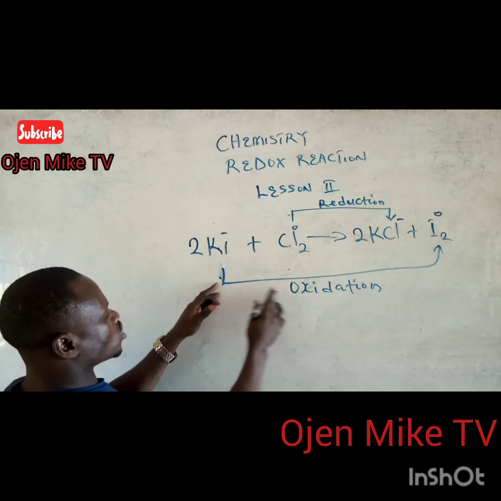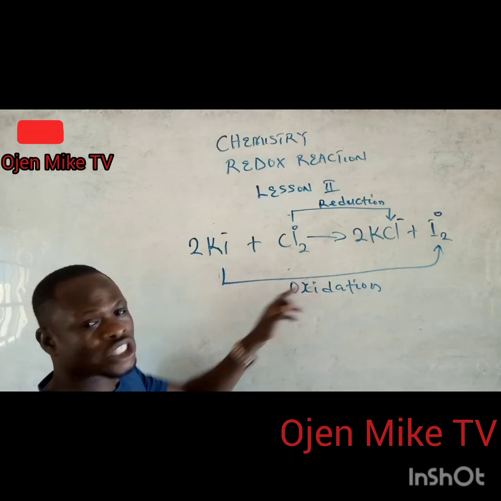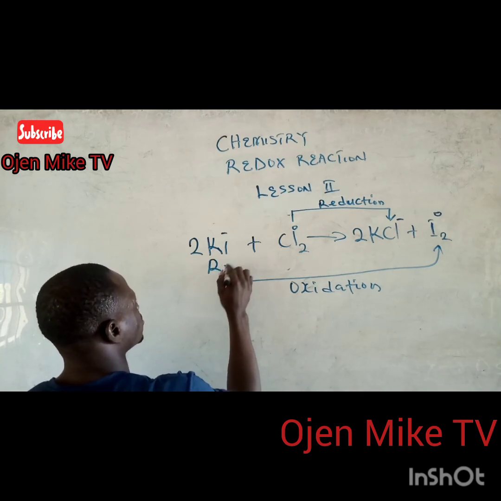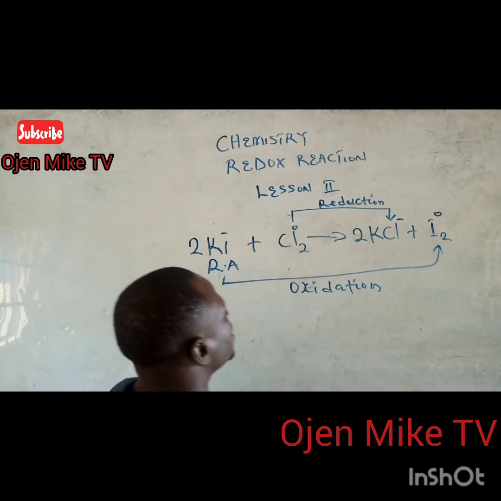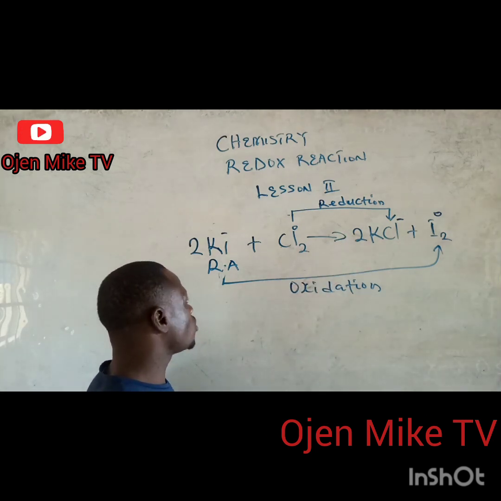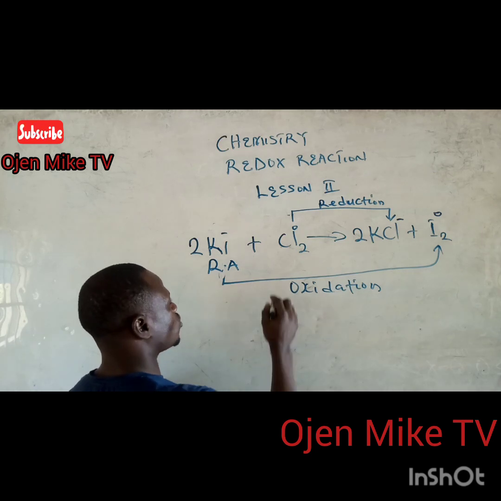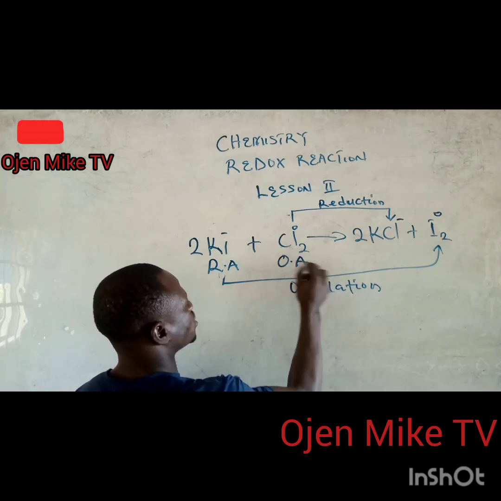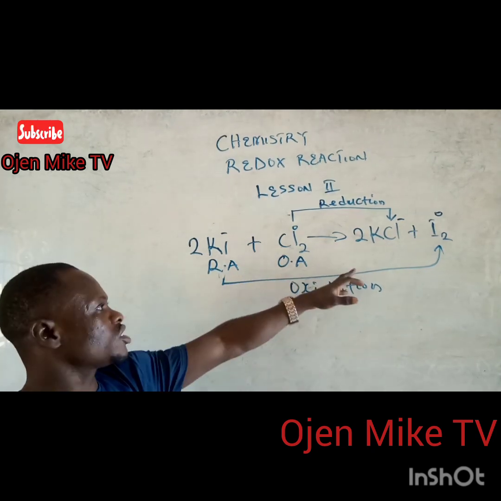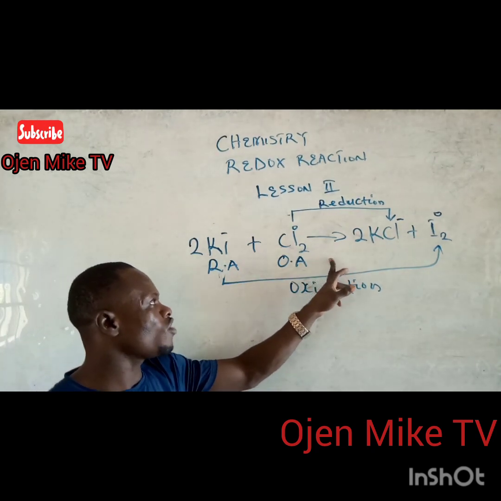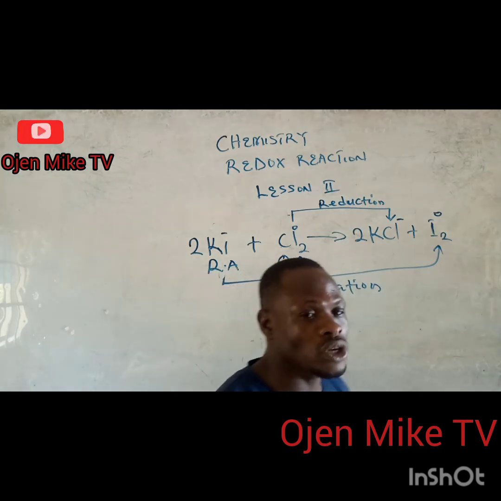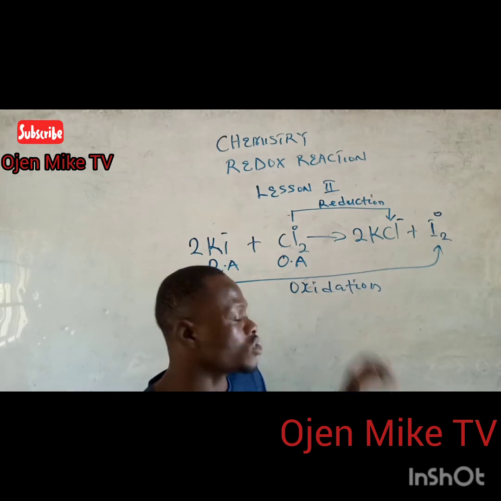Any element that undergoes oxidation is a reducing agent. So this one is a reducing agent. While any element or compound that undergoes reduction is an oxidizing agent. This one is the oxidizing agent. If you look at this equation critically, we have been able to know which one undergoes oxidation and which one undergoes reduction.